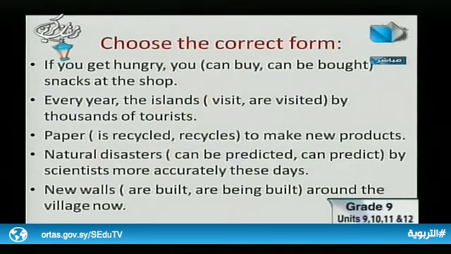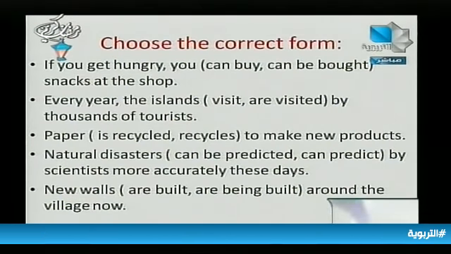So here, between the brackets, we have two choices. The first one is in the active, can buy. The second one, can be bought, is the passive. So if you get hungry, you can buy. Why? Because here you is the doer. You will do the action. So the emphasis is on the subject. Of course, we can't say you can be bought. No. Okay, go on, please.